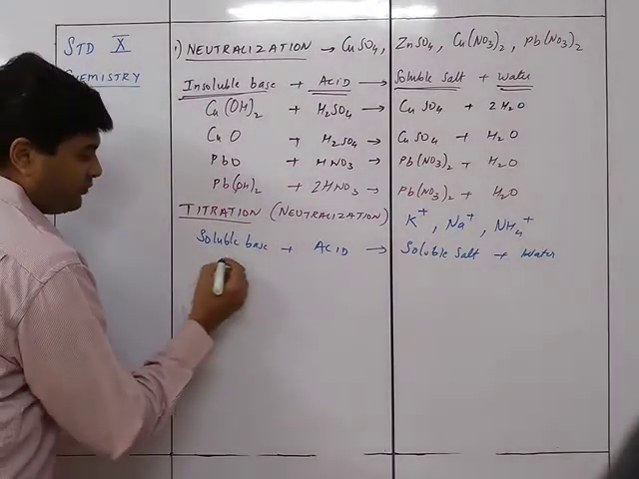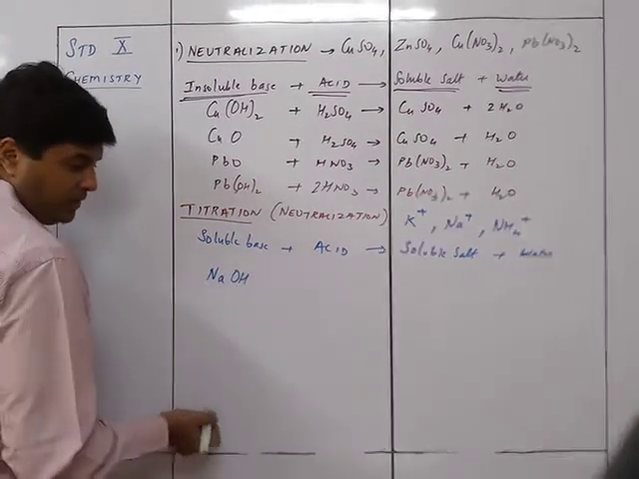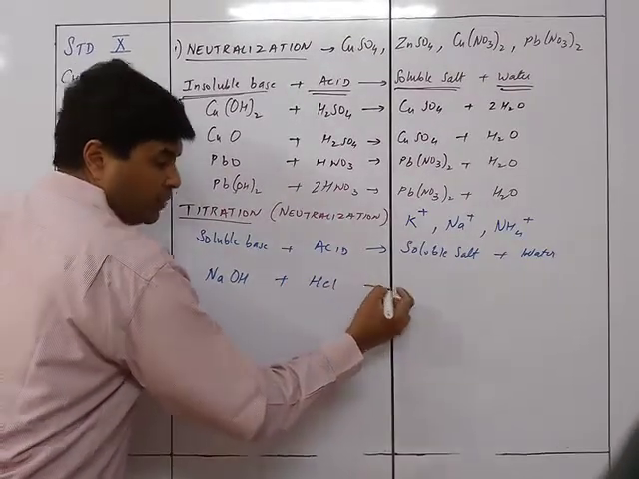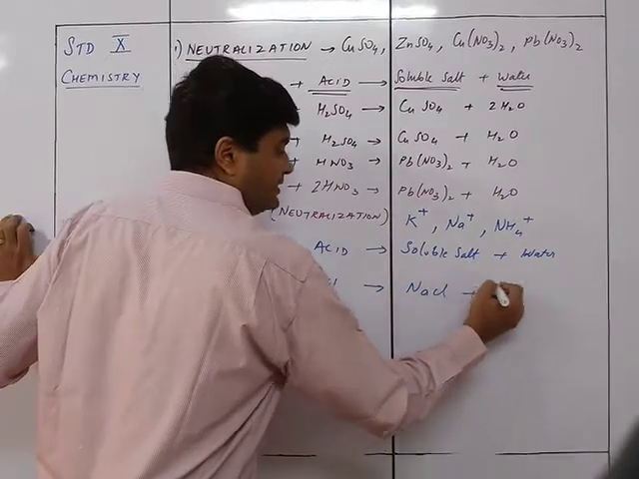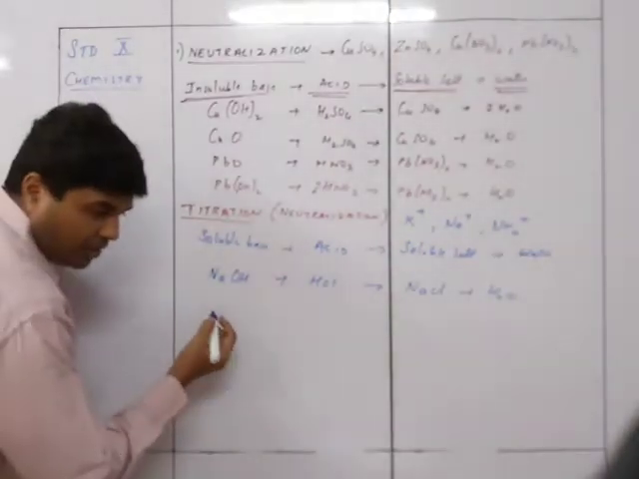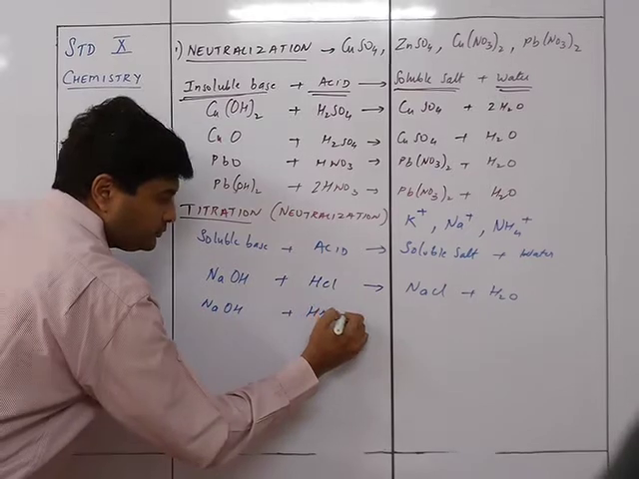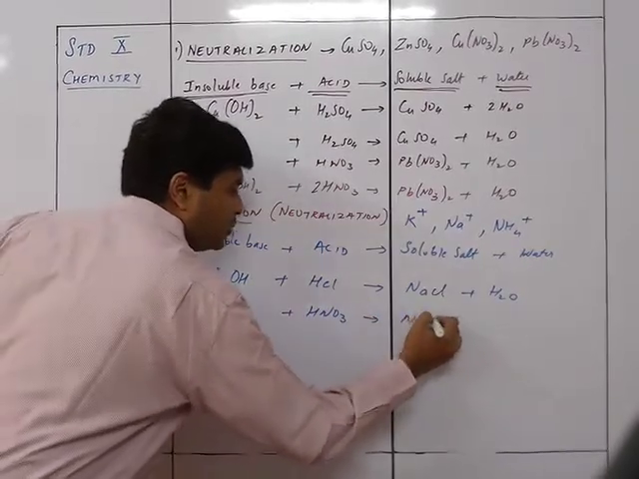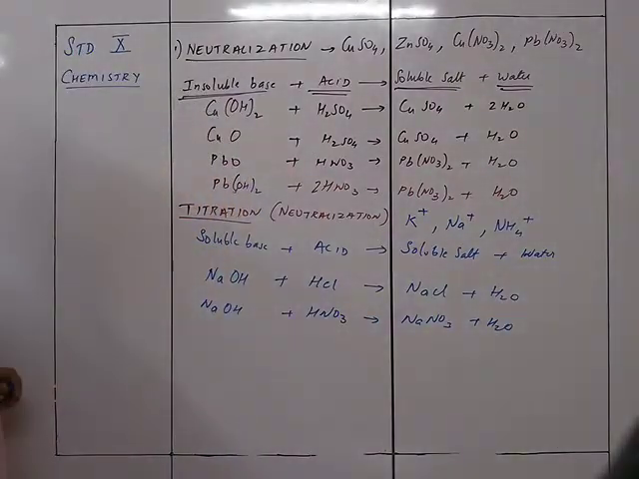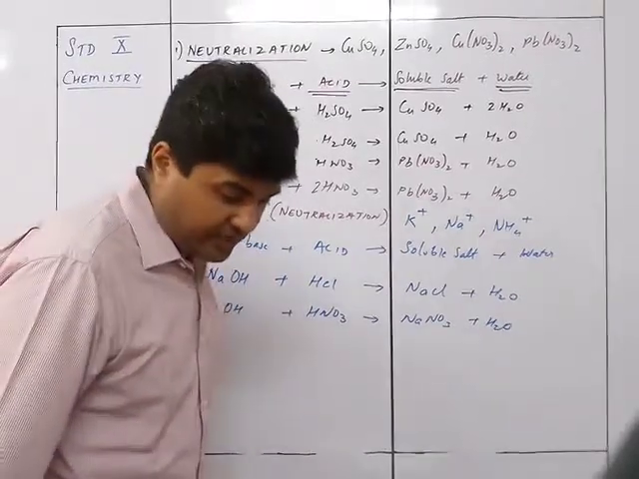Accordingly, we see the example will be NaOH plus HCl, giving me NaCl plus H2O. This is one example. You can have another example of NaOH with HNO3 to give me NaNO3 plus H2O. So that's potassium nitrate, sodium nitrate and sodium chloride being formed by the process of titration.